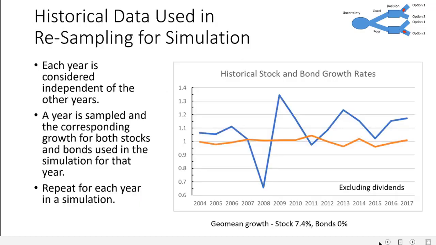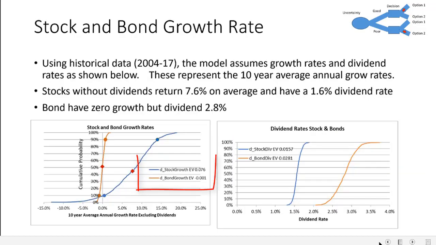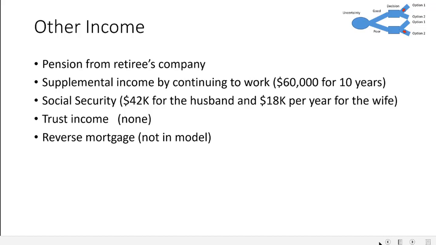It is important to understand how the stock and bond appreciation is calculated. I used historical data from 2004 to 2017 and calculated the returns shown here. The stocks grow at 7.6% on average, and the bonds basically are flat. However, the bonds have a much higher dividend rate of 2.8% versus stocks at only 1.57%.